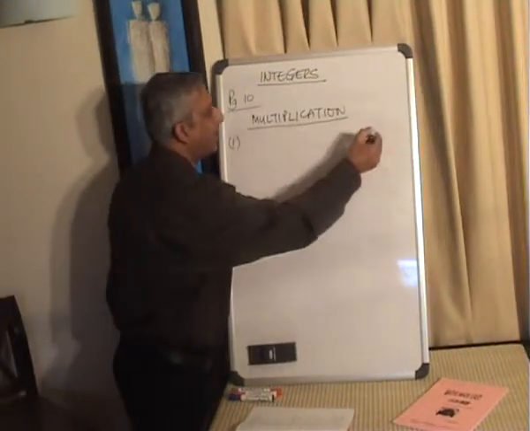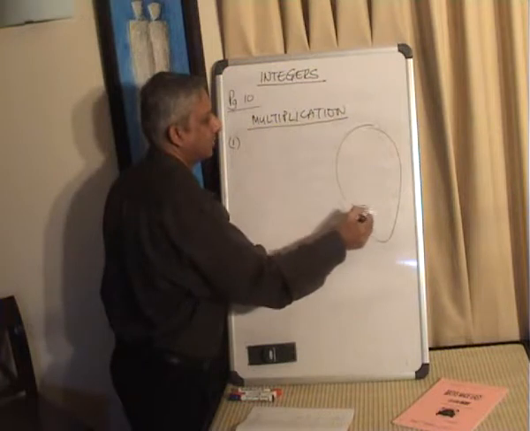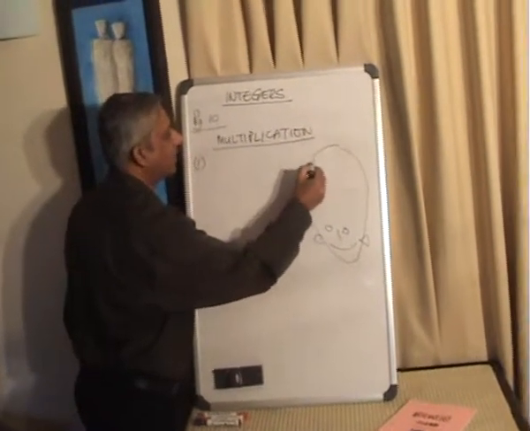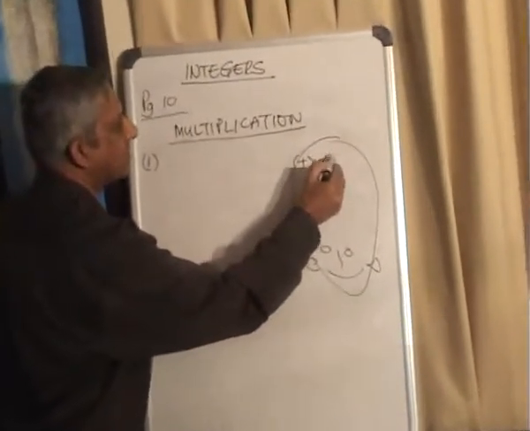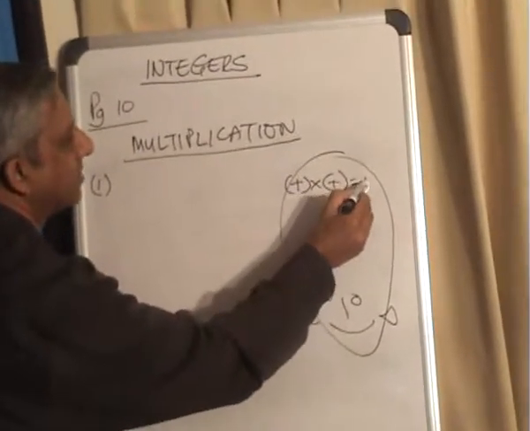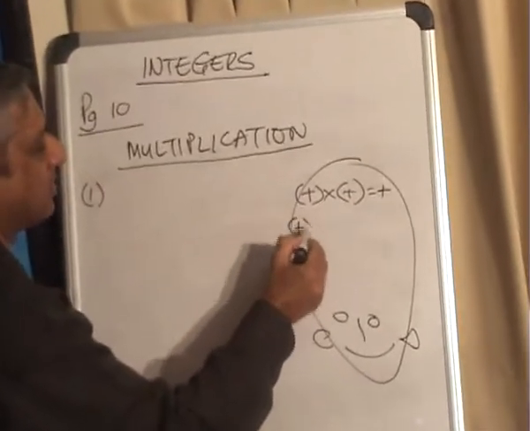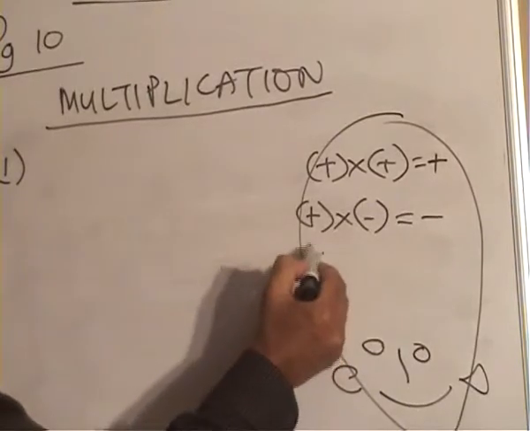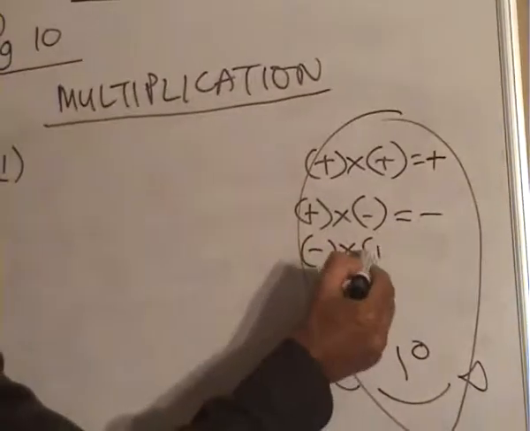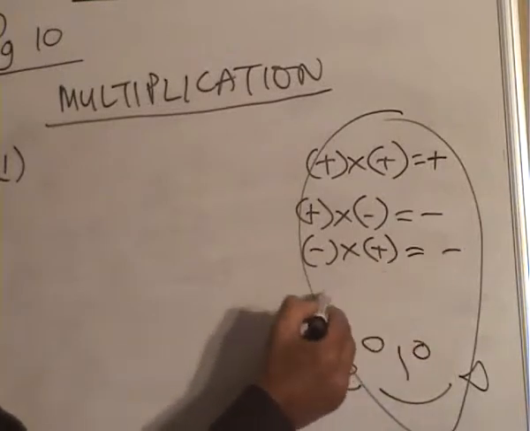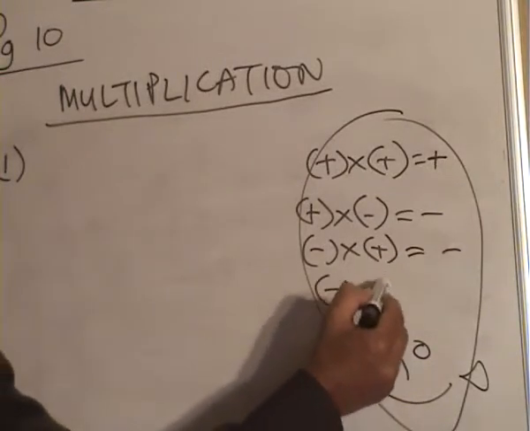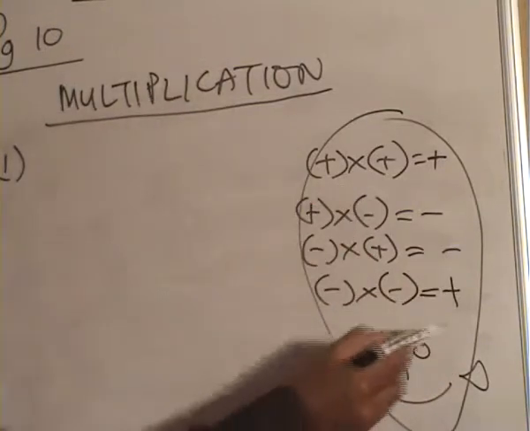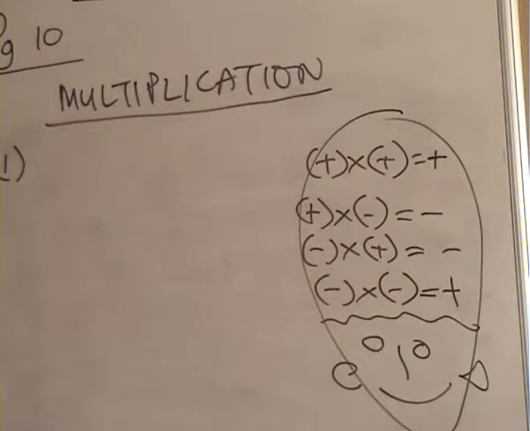Now, at the back of our mind, we must know the rules. We know that a plus times a plus is a plus. A plus times a minus is a minus. A minus times a plus is a minus. And a minus times a minus is a plus. You have to know these rules in your head. You have to know it.